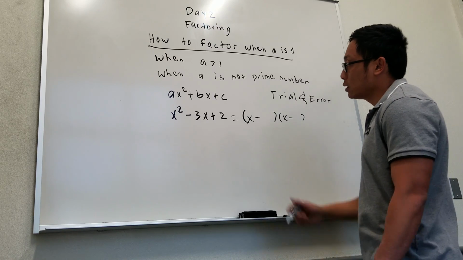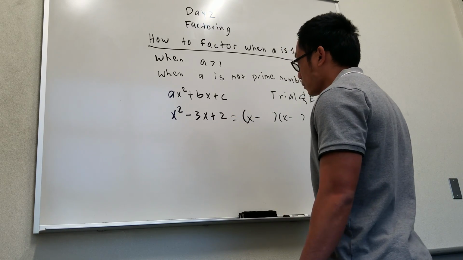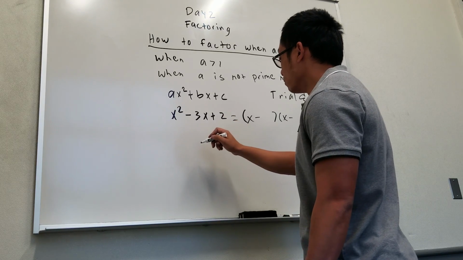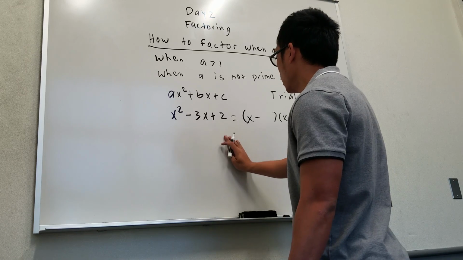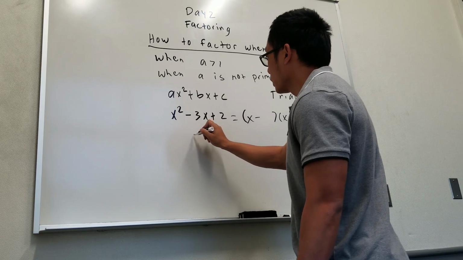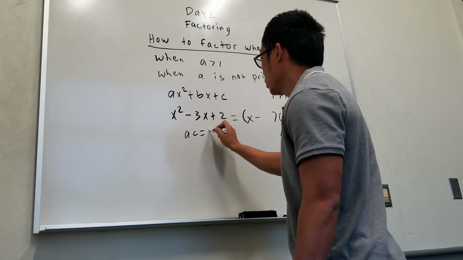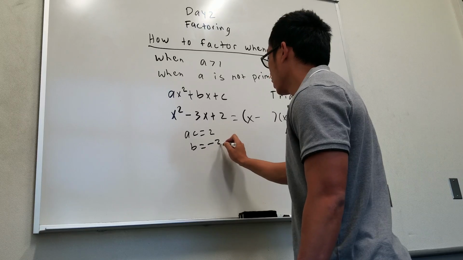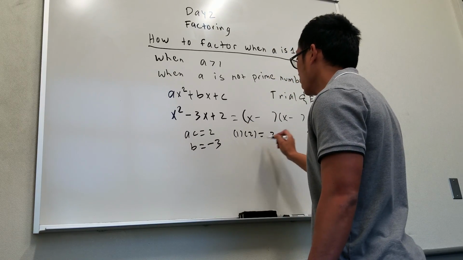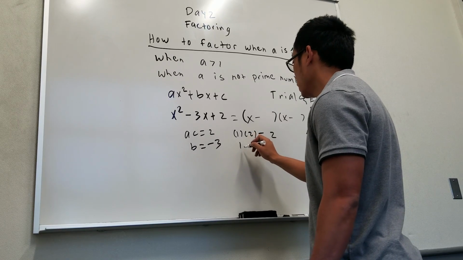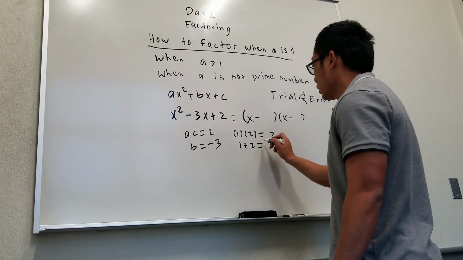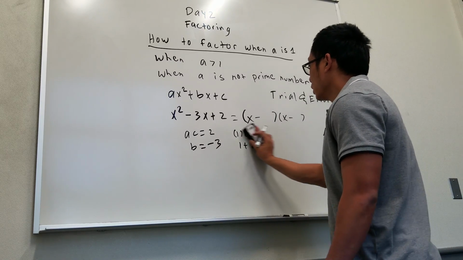Let's go back to AC and see how we can use that. I know I need two numbers that multiply to give me 3. Let's try 1 and 3 first. AC will give us 3, but b is negative 4. 1 plus 3 doesn't give us negative 4. That doesn't work.